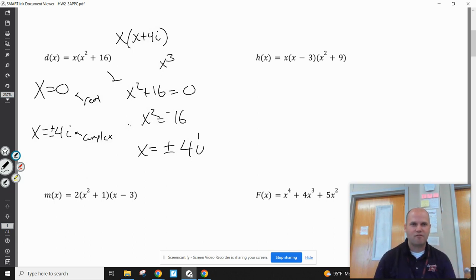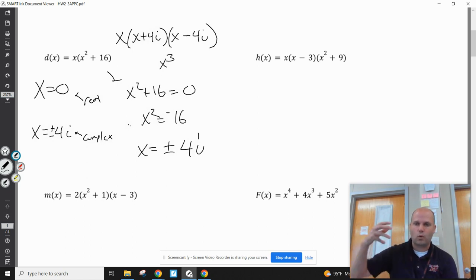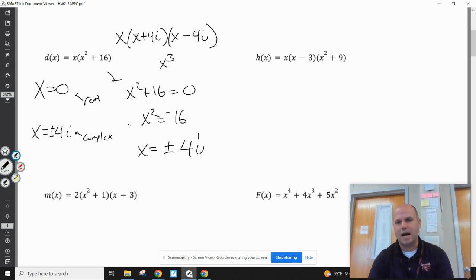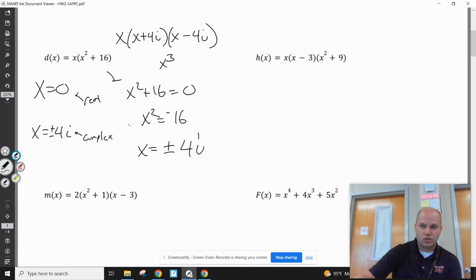So you have to have pairs, because if you distributed this, and we showed this in one example, the 4i's times the 4i's would give you negative 16 i squared. I squared is just negative 1, so that would give you that positive 16. Anyways, I digress.